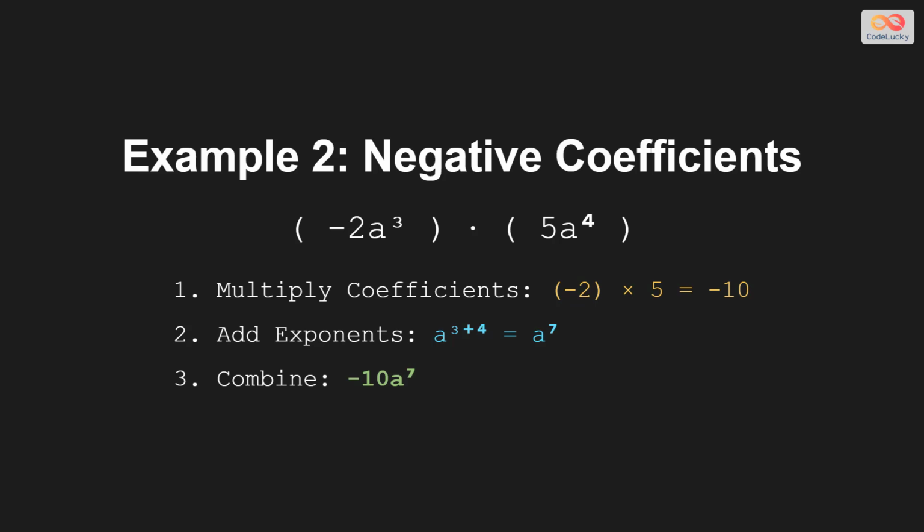Let's try another example. What if we have -2a cubed times 5a to the 4th? First, multiply the coefficients. -2 times 5 is -10. Then, add the exponents of the variable a. 3 plus 4 is 7. The result is -10a to the 7th power.